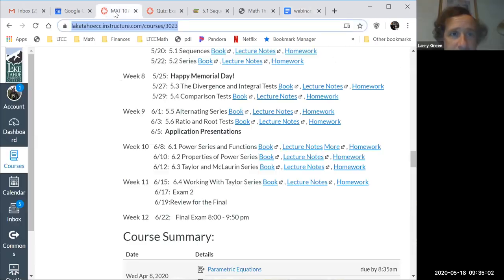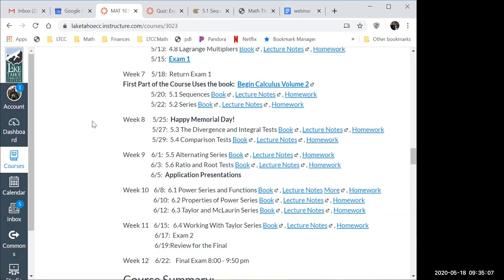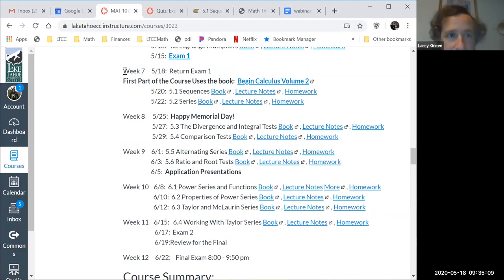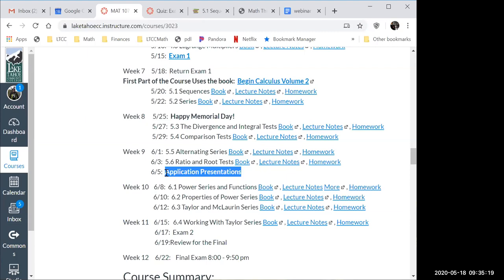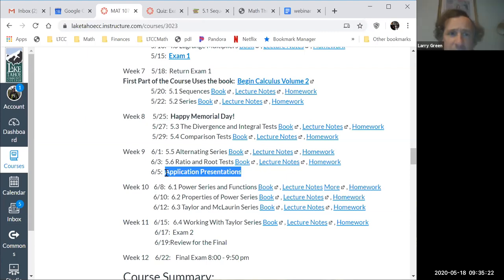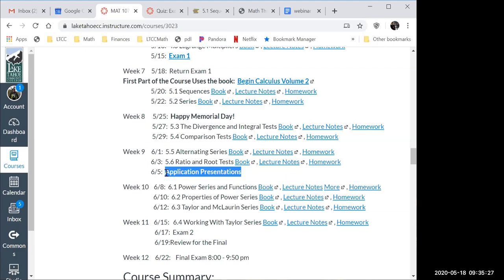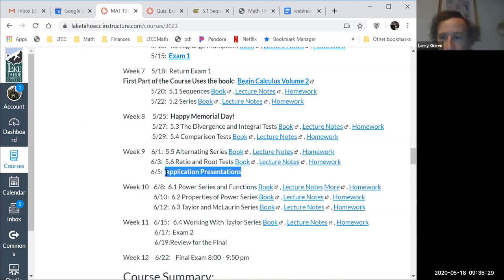So I want to show you the schedule. We are here in week 7, and notice in week 9 are your application presentations. I didn't really talk about them, but now is the time because you want to start thinking about it. You still have a few weeks, but these are group projects. You could have 2 or 3 people per group, and you're going to give an oral presentation where you share your screen. Got it?